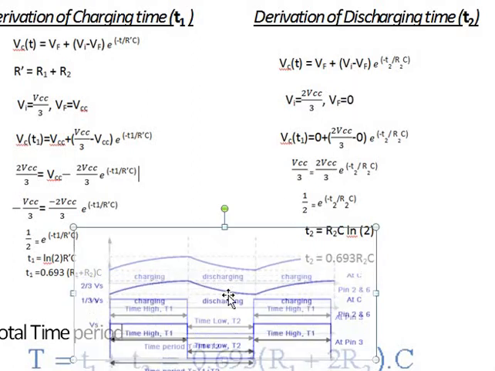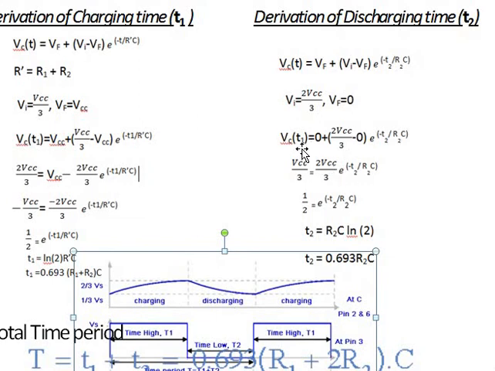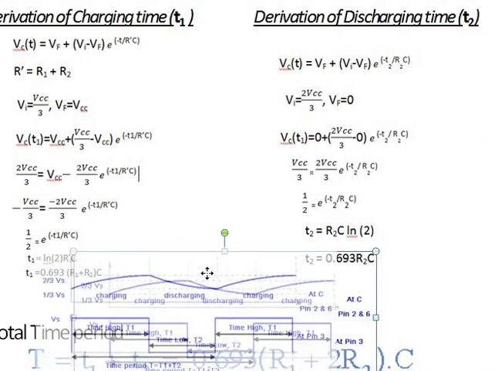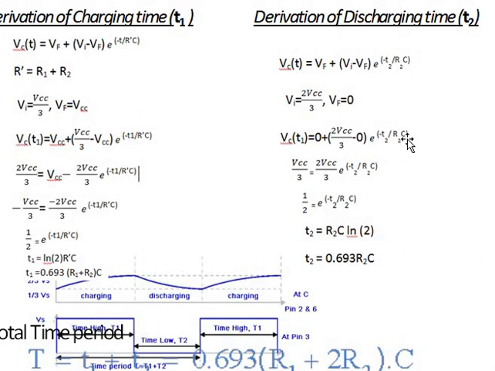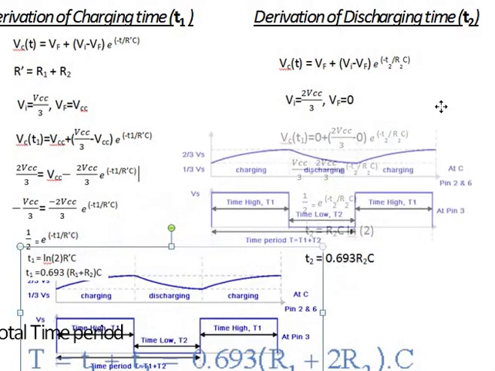So substitute these values here. VC at T2 equal to 0 plus 2 by 3 VCC times e raised to minus T2 by R2 C. While discharging, there is only R2 in the path, right, that's why here T2 by R2 C. So on solving this equation for T2, we get T2 as 0.693 into R2 C.